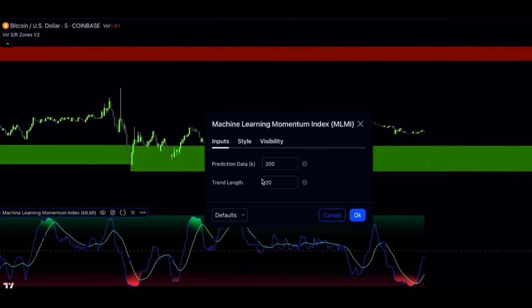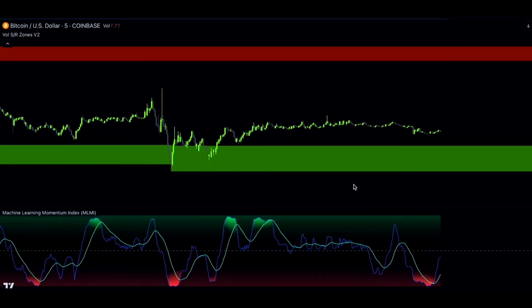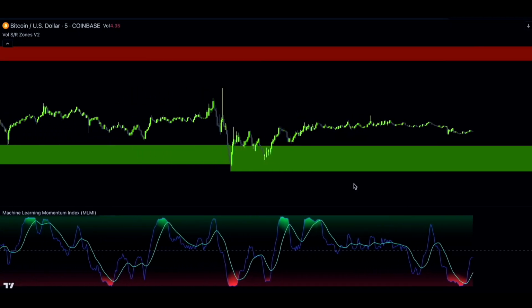For the Machine Learning Momentum Index, the default settings work well, but you can tweak them to adjust sensitivity if needed. Before I explain how the strategy works, here's a key point. This method is highly effective on short time frames like 5, 15, and 30 minutes. It's suitable for trading Bitcoin, Ethereum, major Forex pairs, and stocks.